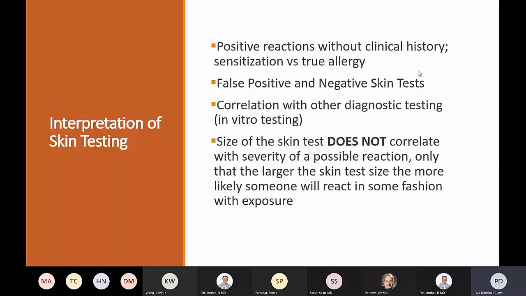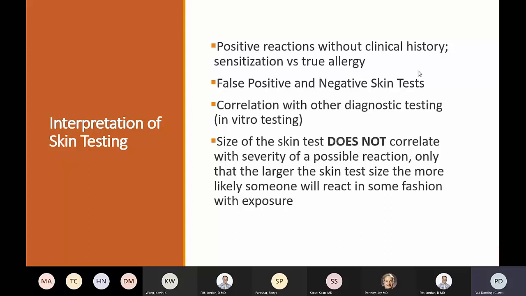So the larger the skin test is only telling you that that person is more likely to have some sort of reaction if they get exposed to that allergen. It doesn't tell you anything about the severity of that reaction. So that's something to keep in mind.